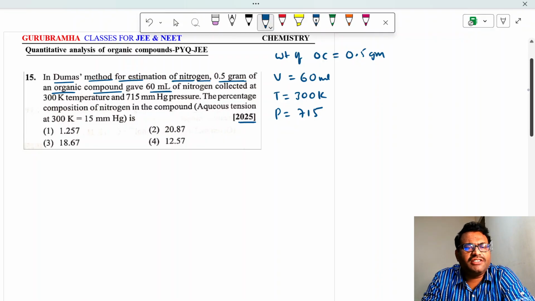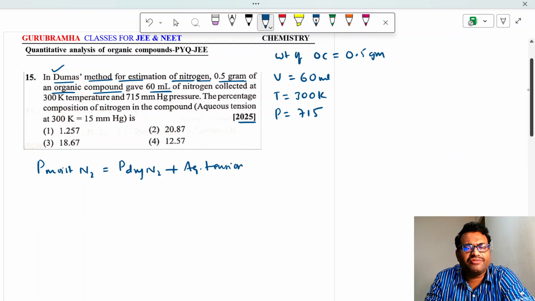But we know that in the Dumas method we get moist nitrogen. The pressure of moist nitrogen is equal to the pressure of dry nitrogen plus aqueous tension. This we have studied. The pressure exerted by dry nitrogen is equal to the pressure of moist nitrogen minus aqueous tension. Okay.